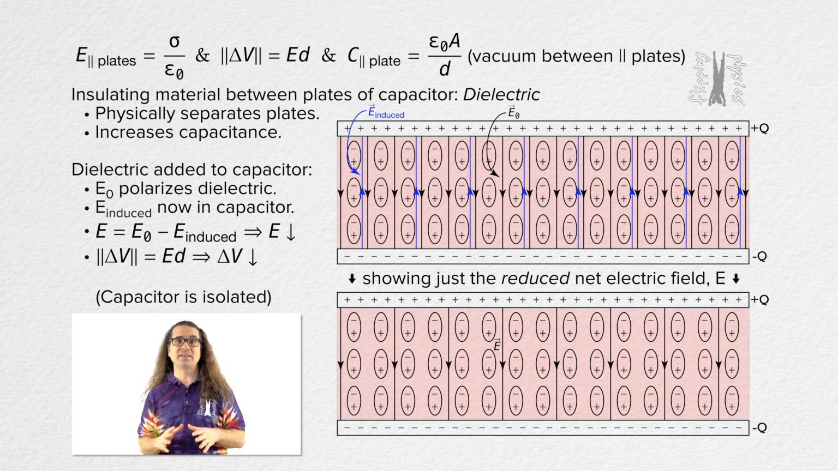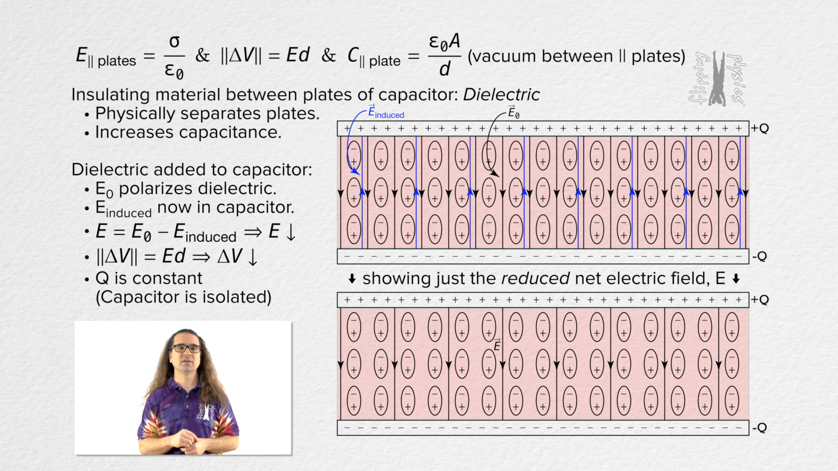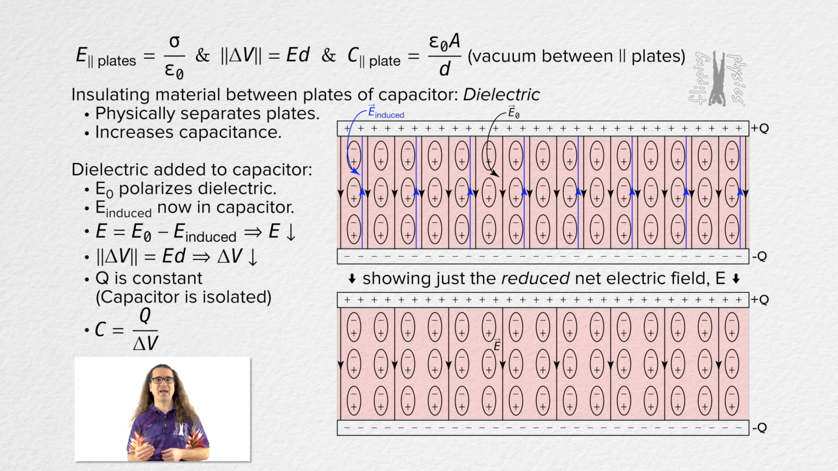As long as the capacitor is isolated and not part of a closed electric circuit, adding a dielectric does not change the charge on the capacitor. Therefore, because capacitance equals charge divided by electric potential difference, adding a dielectric to a capacitor increases the capacitance of the capacitor.